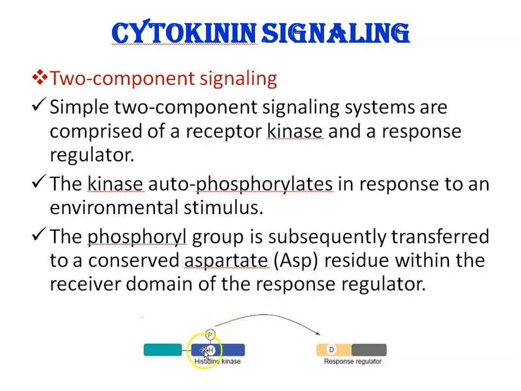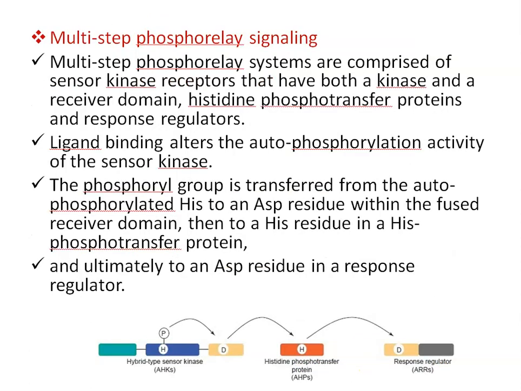Kinase autophosphorylates in response to an environmental stimulus, right? From here, any environmental stimulus will cause this kinase to autophosphorylate, right? And this is a phosphoryl group. This phosphoryl group is then subsequently transferred to a conserved aspartate residue within the receiver domain of response regulator, right?